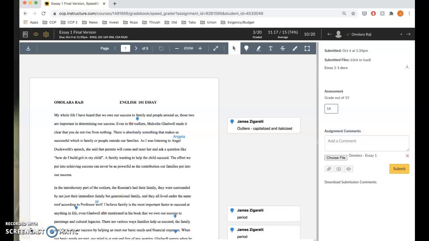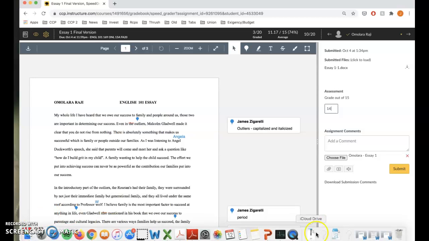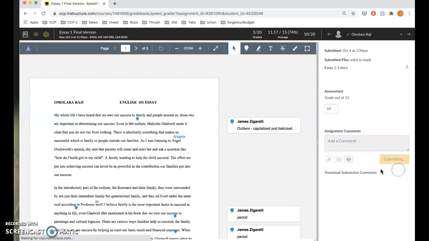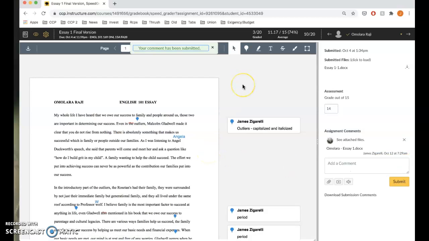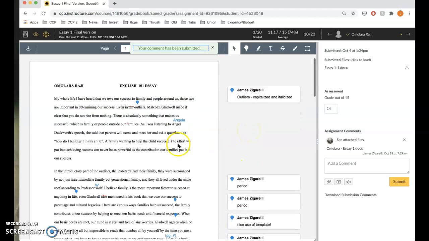Hey class, I just want to walk you through a paper and let you see what I'm thinking about as I read your papers. I also want to make sure you know how to see all of the feedback that you receive. So this is a paper from a student in another class of mine this semester, and you'll see here on the side my comments, right?